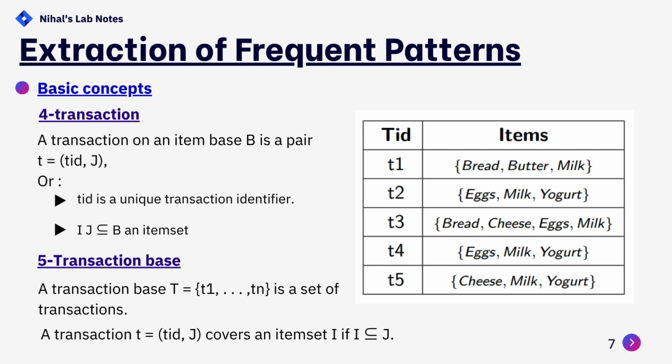Now for the transaction base, a transaction base T is a set of transactions T1, T2, T3 to Tn. A transaction T, as we have already said, is a TID and an item set. It covers an item set I if I is included in it.